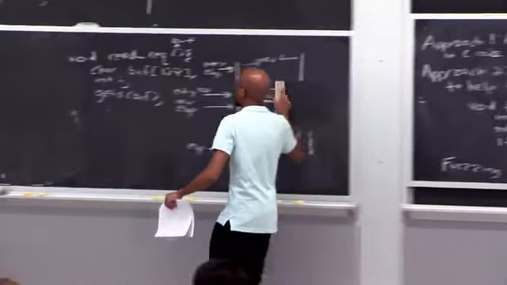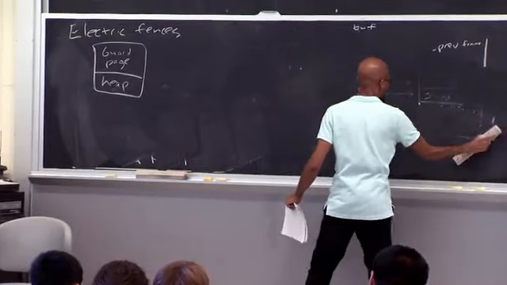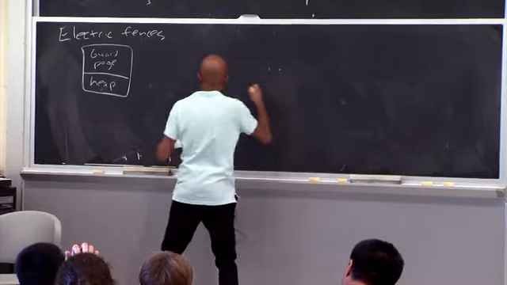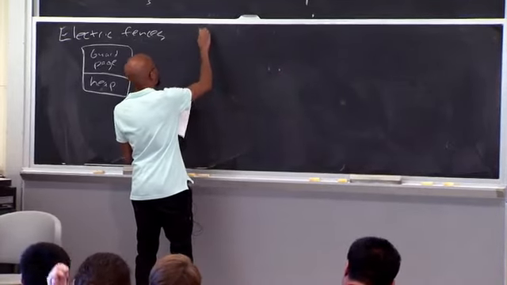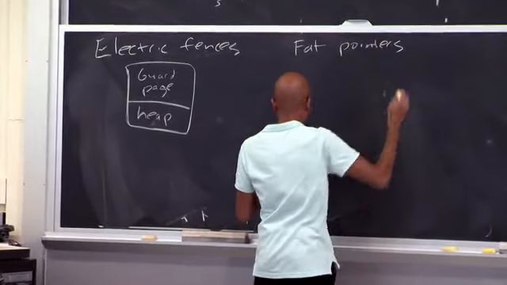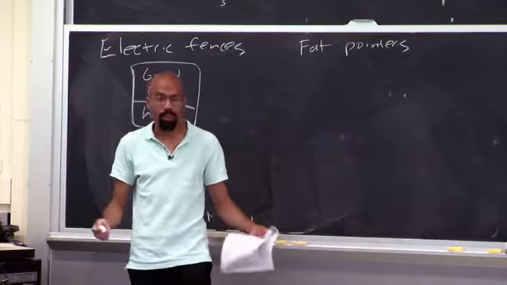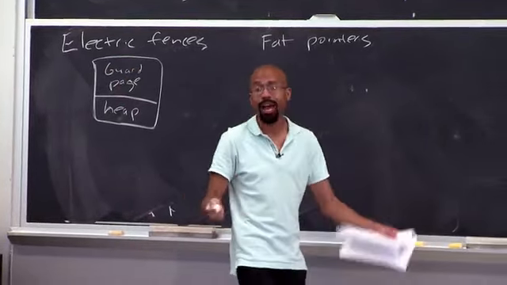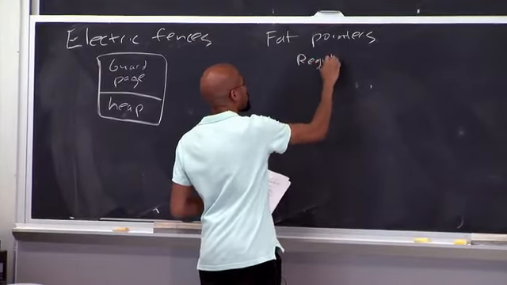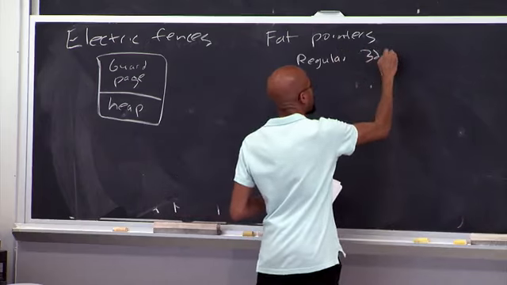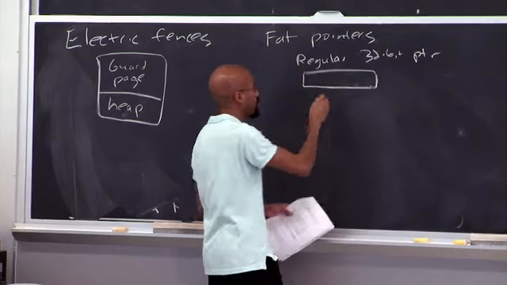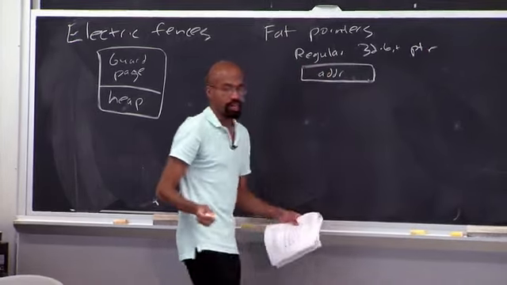Actually, yeah, we can erase this guy. And then another approach you could look at is what they call fat pointers. The idea here is that you actually want to modify the pointer representation itself to include bounds information in it. So if you look at your regular 32-bit pointer, what does it look like? Well, it's just 32 bits, and you've got an address in it, right?